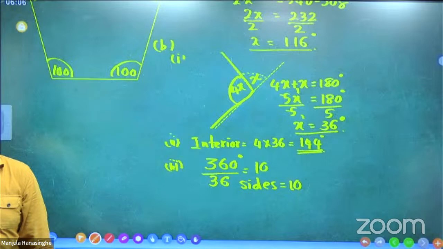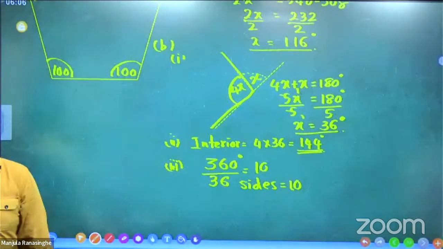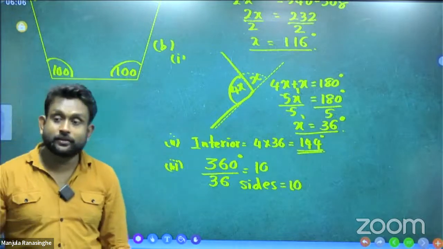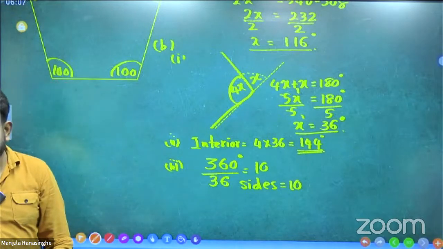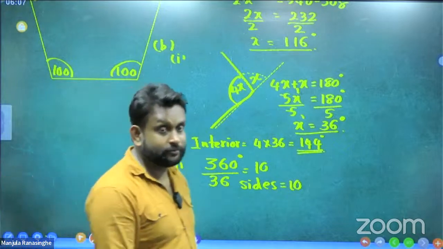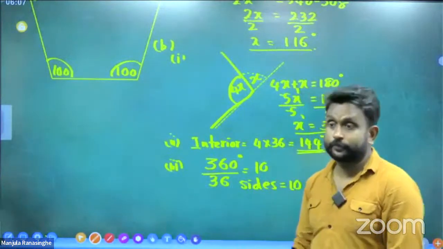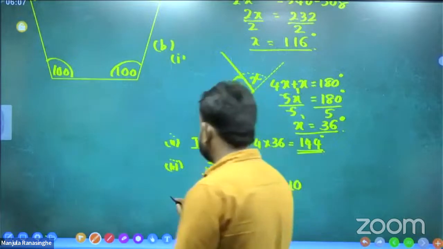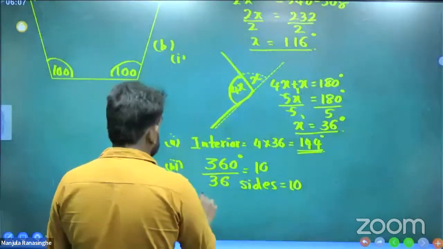Next one: what is the name of the polygon having 10 sides? Decagon. For 10 sides, it is a decagon.